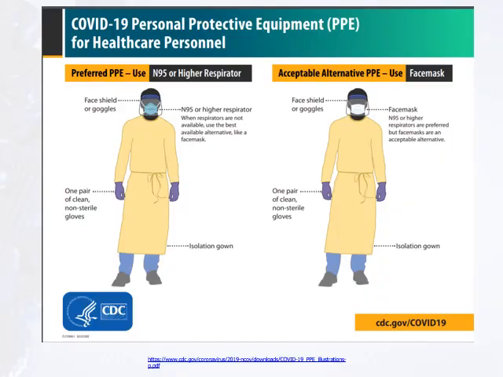This slide is an illustration taken directly from the CDC website. It explains differences in preferred versus acceptable alternative COVID PPE. While it's classified as a droplet-borne disease, evidence shows that it can be aerosolized under some conditions. If available, the CDC recommends that healthcare workers who are caring for patients with COVID-19 wear an N95 respirator.